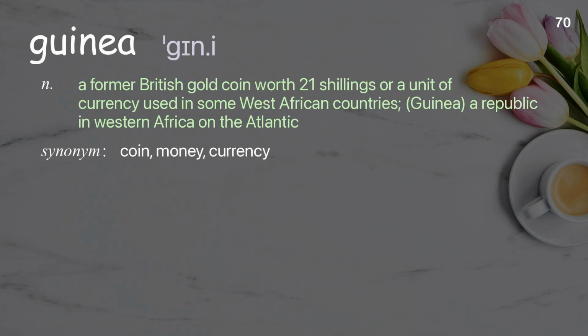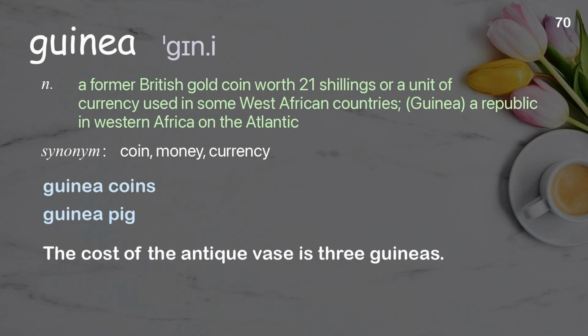Guinea: a former British gold coin worth 21 shillings, or a unit of currency used in some West African countries. Guinea, a republic in Western Africa on the Atlantic. Examples: Guinea coins. Guinea pig. The cost of the antique vase is 3 guineas.